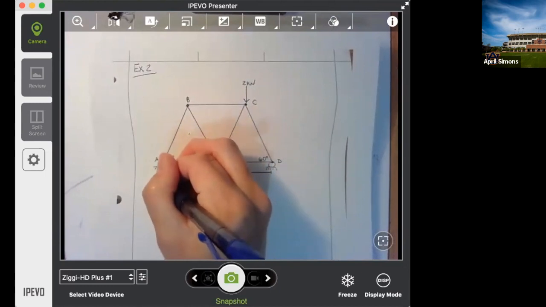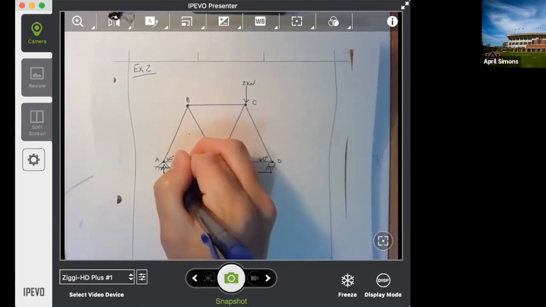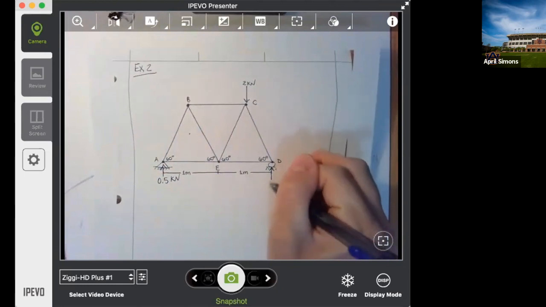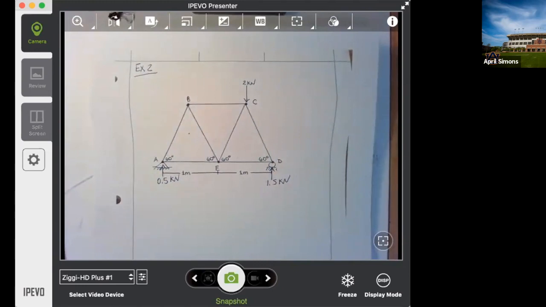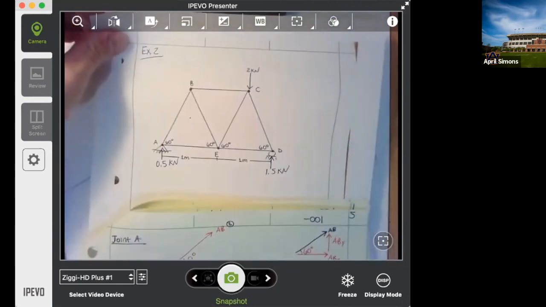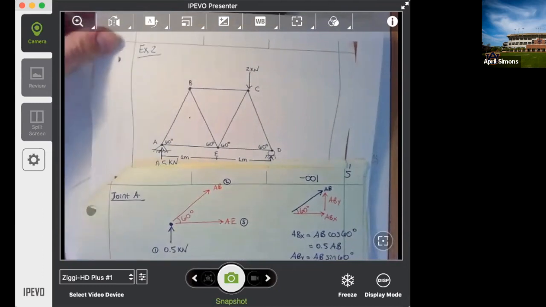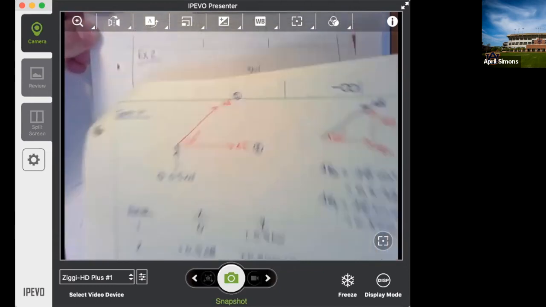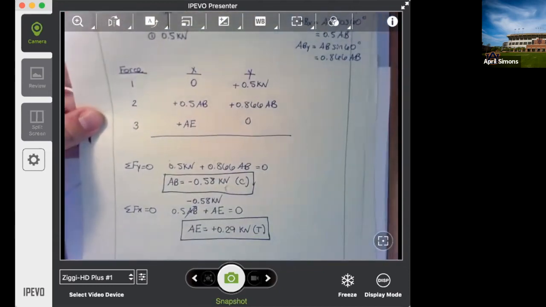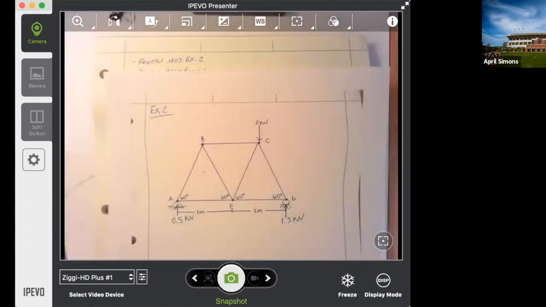So here we had Ay was 0.5 kilonewtons. Dy was 1.5 kilonewtons. Okay, and then we started at joint A. We drew the free body diagram here of joint A, and we solved for AB and AE. So we had AB was 0.58 kilonewtons in compression. AE was 0.29 kilonewtons in tension.